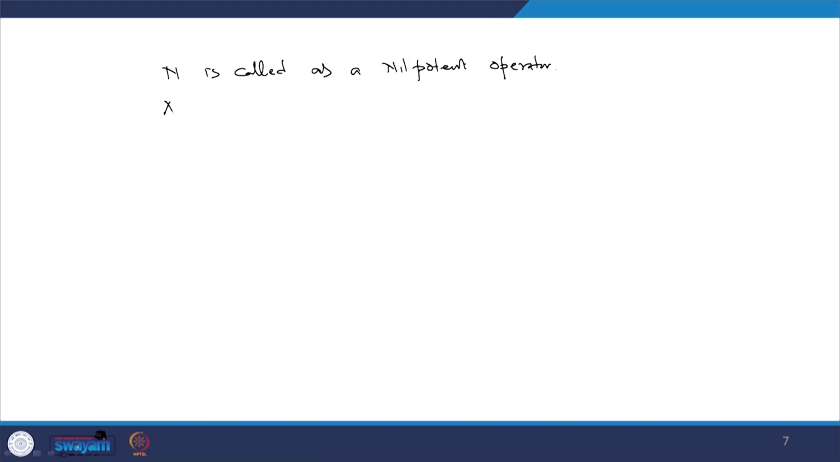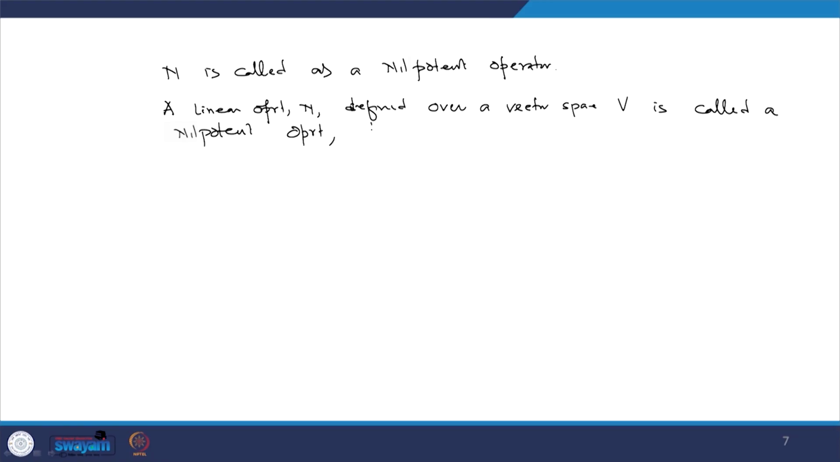What is a nilpotent operator? A linear operator N defined over a vector space V is called a nilpotent operator provided there exists a positive integer n such that N to the power n equals 0, but N to the power n minus 1 is not equal to 0.